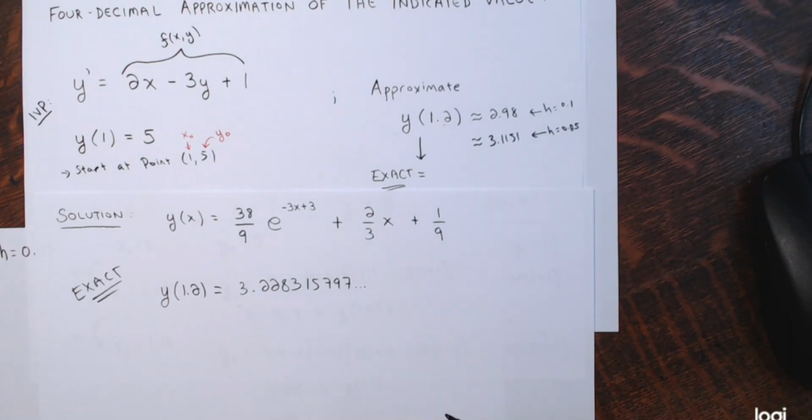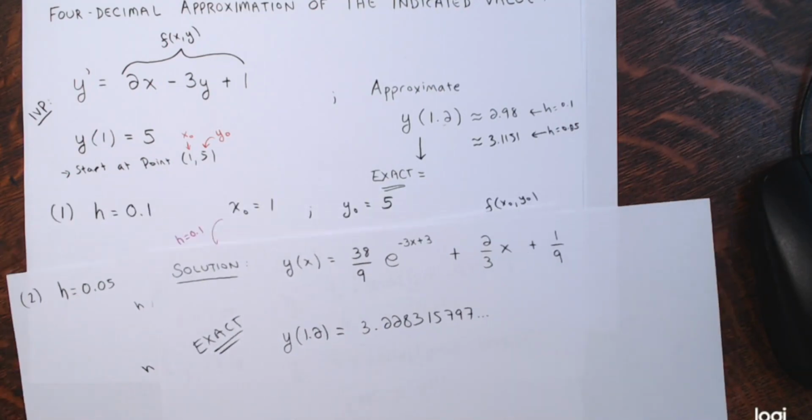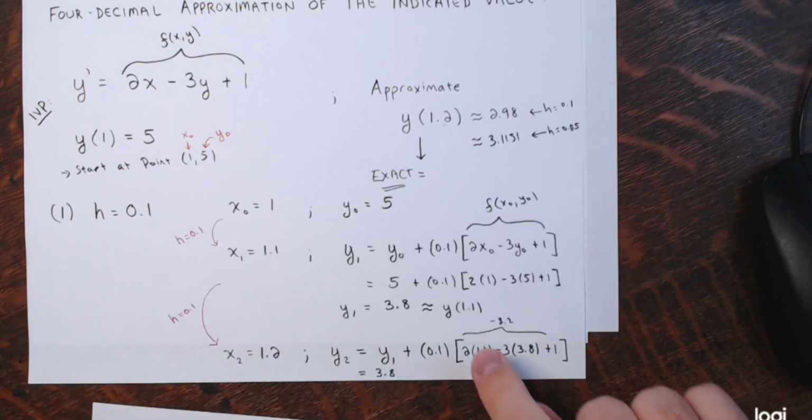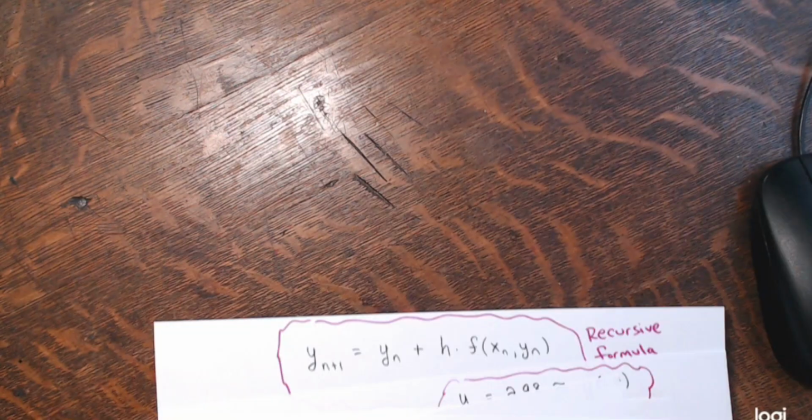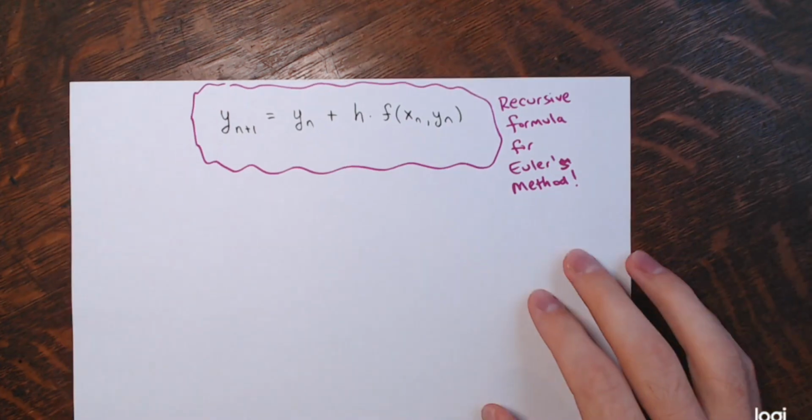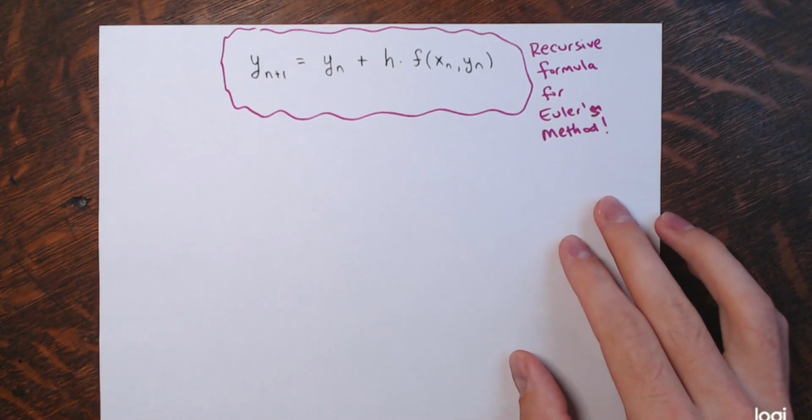Okay, so yes, I know I'm almost 44 minutes in here, but that was one example. The next examples should go by a little more quickly, because I'm not really going to write out every single little step. Okay, so let's do that again. I'll keep the recursive formula up. There was this recursive formula for Euler's method.